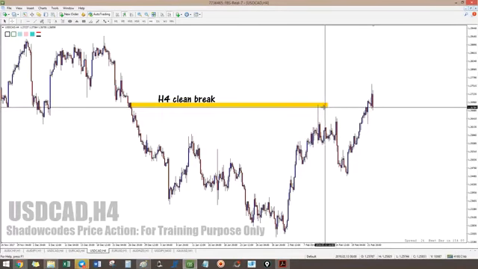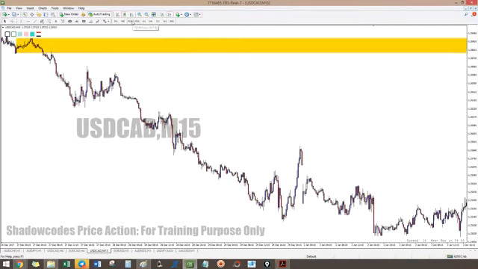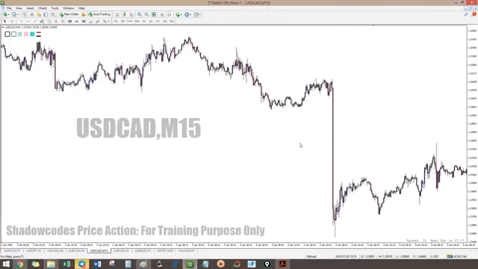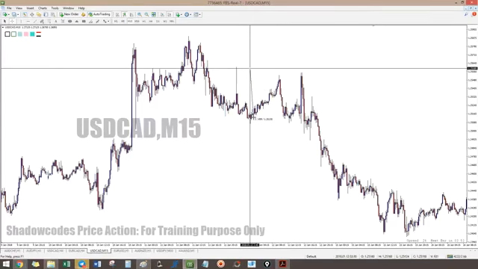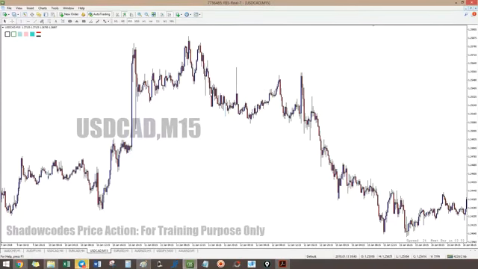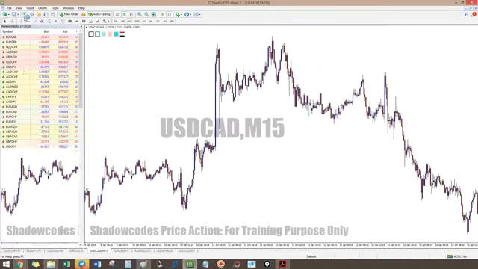For H4, you have a rejection on H4, so your take profit can go until 229, 200 pips. If you go to the 15-minute chart, for example, you have a rejection like this, the same one that you see in H4, but you only get about 40 pips right there. So you cannot expect to get 200 pips if you're trading based on M15.